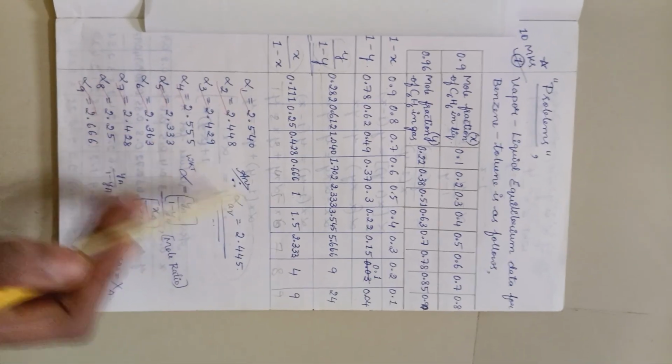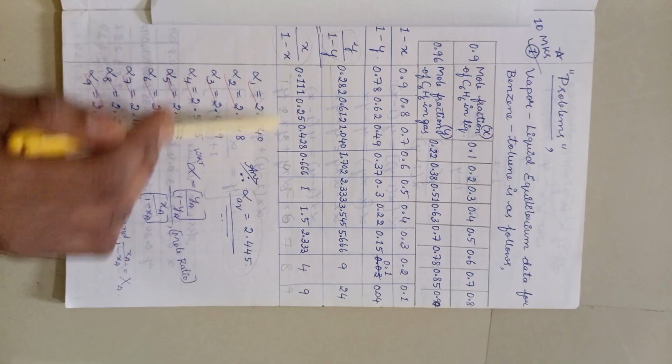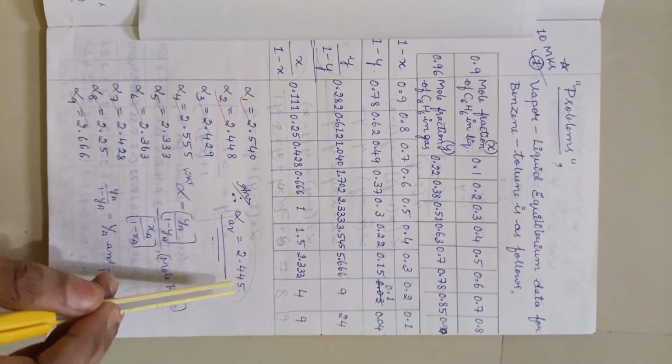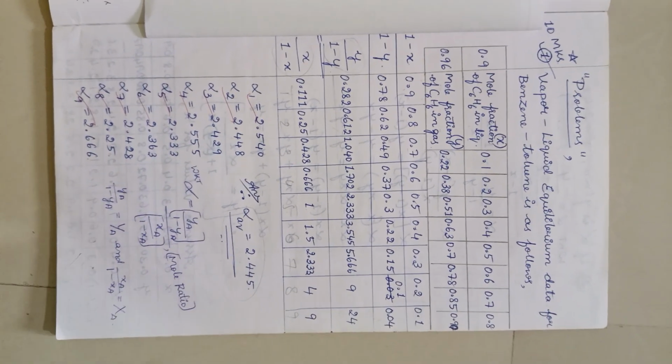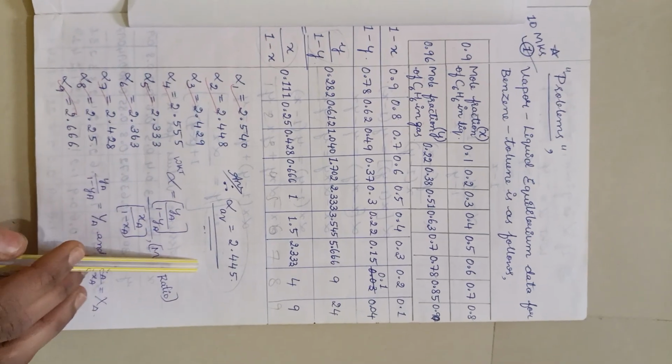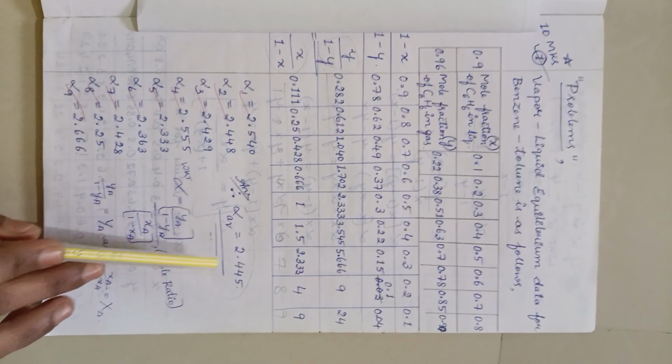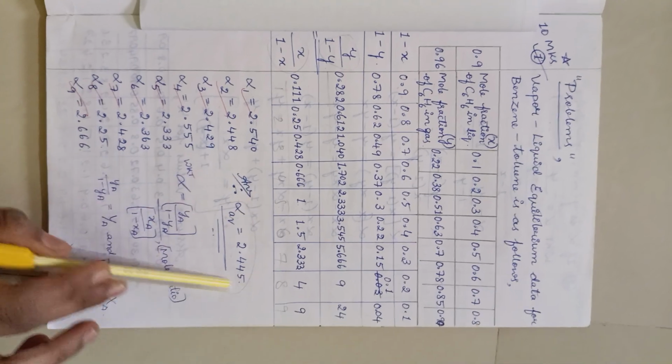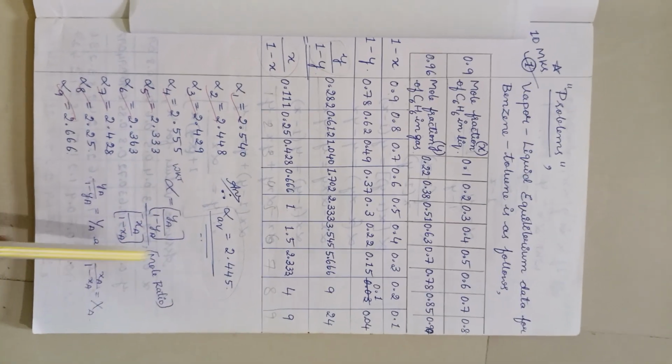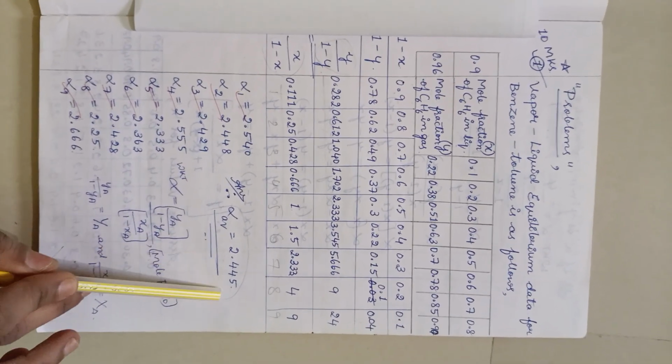Okay, and then what you will do, you'll try to just get this average value. So here you are getting the average value you are getting here, and so this will be the answer. Your average alpha value you will get here, that is 2.445.